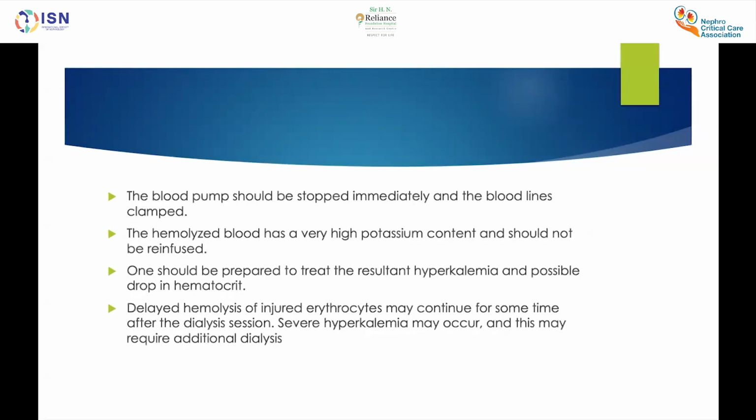So what do we do? The blood pump should be stopped immediately and the blood lines clamped. The hemolyzed blood should not be reinfused because it would contain a very high potassium content. And in the meanwhile, one should be prepared to treat the resultant hyperkalemia and possible drop in hematocrit.